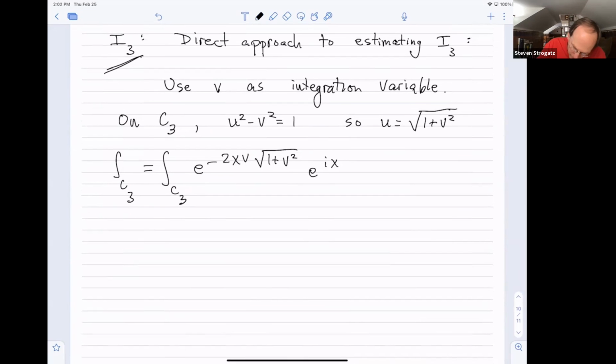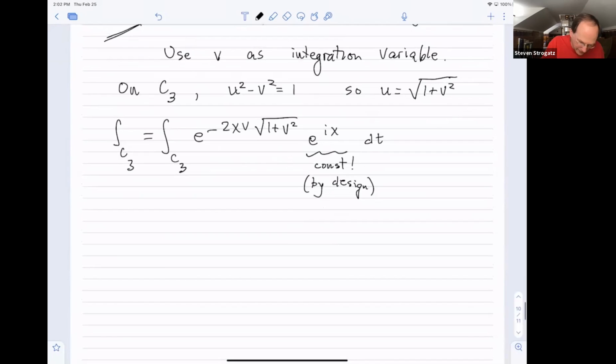Yeah, this is where the stationary phase, I keep saying that. This is where the constant imaginary part is really helping us. Constant by design. Right, so that comes outside the integral. And I have e to the ix, integral over C3, e to the minus 2x.